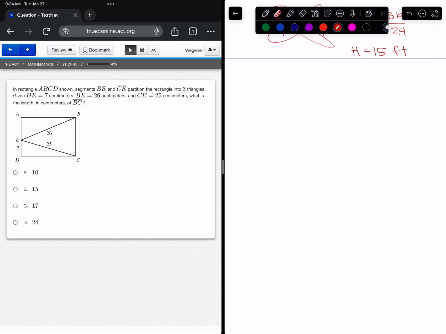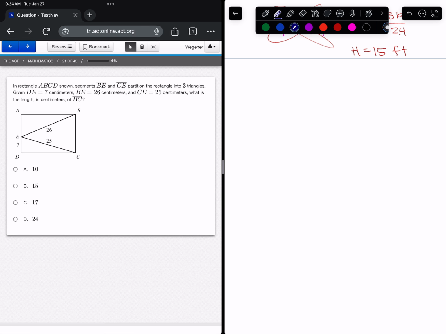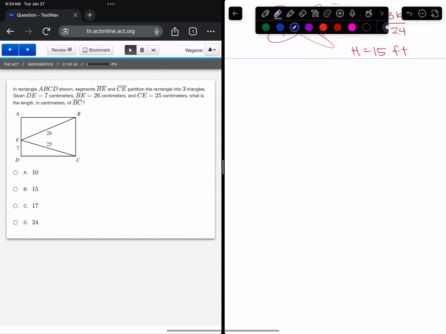All right, so here's the geometry question. In a rectangle ABCD shown, segments BE and CE partition the rectangle into 3 triangles. Given that DE is equal to 7 centimeters, so where's DE? Oh, there it is, right there. And BE is equal to 26, CE is 25 centimeters. What is the length of BC? All right, BC is going to be this right side. I don't know what that is, but that's what we're trying to find.